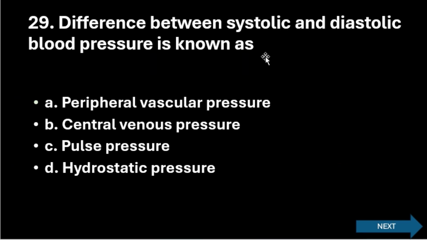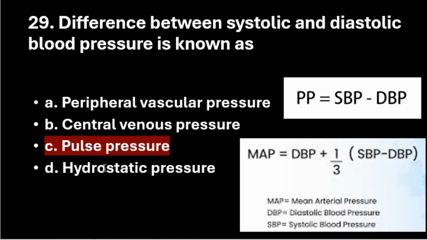Difference between systolic and diastolic blood pressure is known as: A peripheral vascular pressure, B central venous pressure, C pulse pressure, and D hydrostatic pressure. I think everybody knows this simple answer, that is pulse pressure. Pulse pressure is systolic BP minus diastolic BP, and you see the formula for mean arterial pressure also, MAP. MAP is diastolic BP plus 1 by 3 into pulse pressure, or 1 by 3 into systolic BP minus diastolic BP.